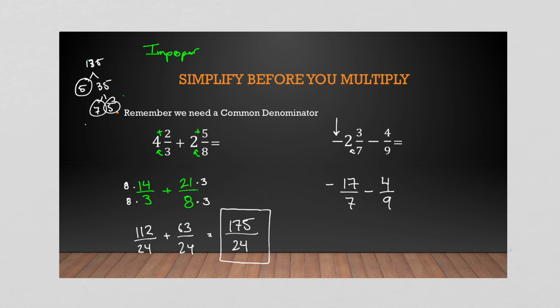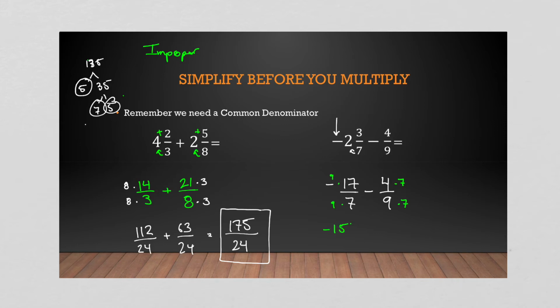Now again, if we look at the numbers 7 and 9, the lowest common multiple is going to just be the product of the two. So multiply by 9, multiply by 9, multiply by 7, multiply by 7. So now we're going to be guaranteed to get a common denominator. So you can use your multiplication table for this one.